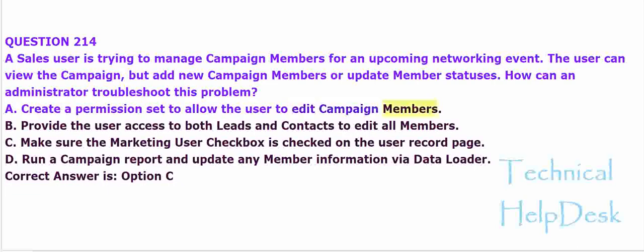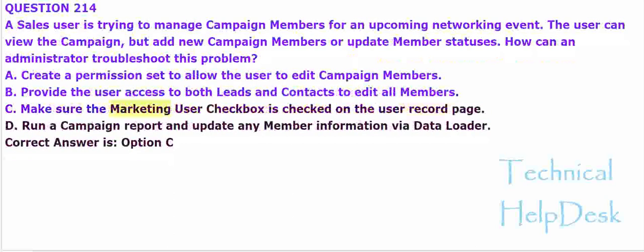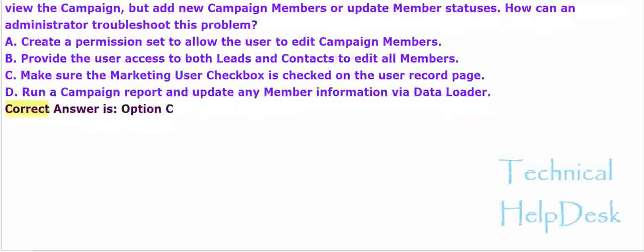B. Provide the user access to both leads and contacts to edit all members. C. Make sure the marketing user checkbox is checked on the user record page. D. Run a campaign report and update any member information via data loader. Correct answer is option C.